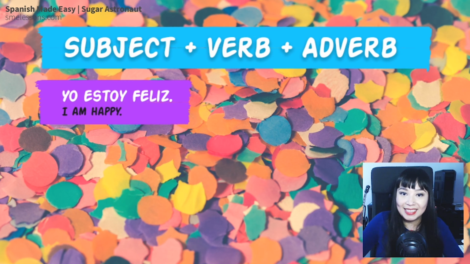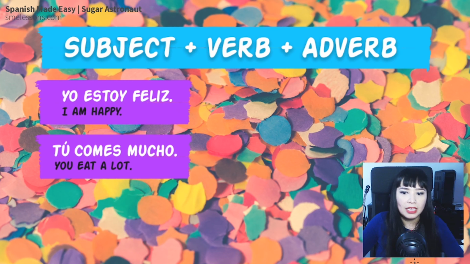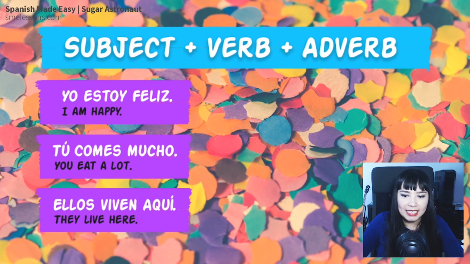Now let's see the next phrase. Tú comes mucho. Tú is the subject. Comes is the conjugated verb. And mucho is the adverb. Tú comes mucho. You eat a lot. So that is very easy. Let's see another example.